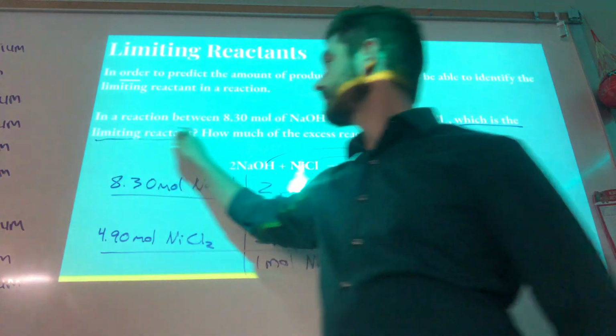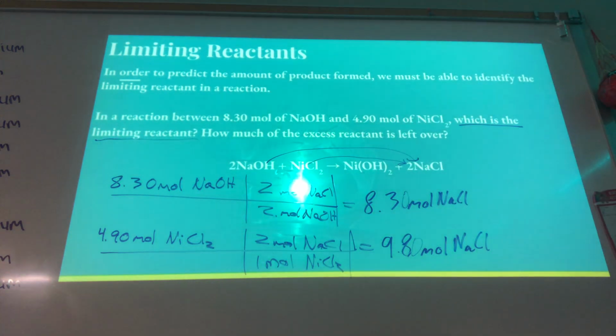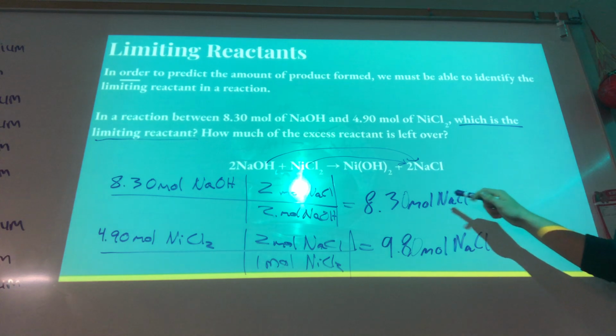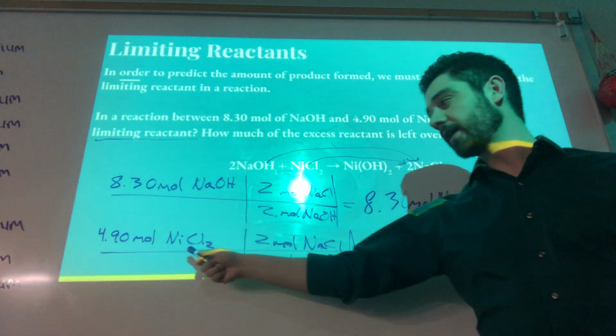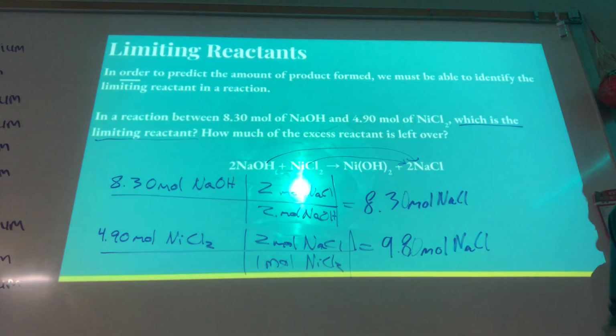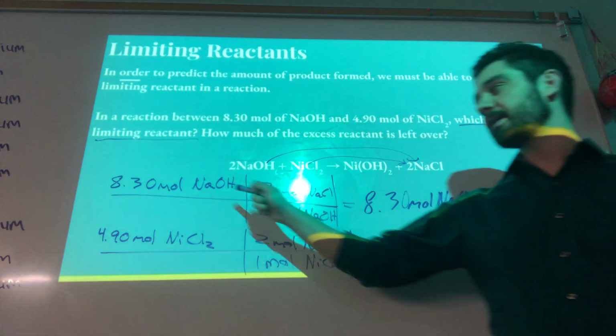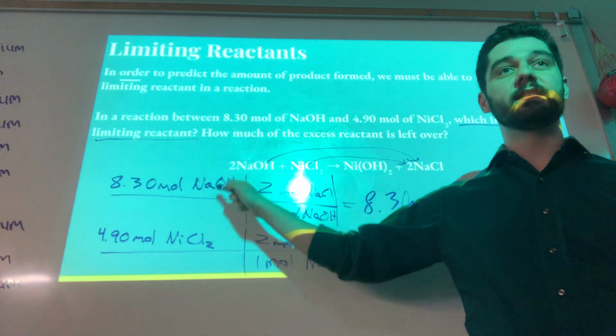Which one runs out? So, the NaOH. Okay, so if we use up all of the NaOH, we get this much product. If we were able to use up all of this, we would get this much product, okay? The reactant that makes the least amount of product is the limiting reactant.